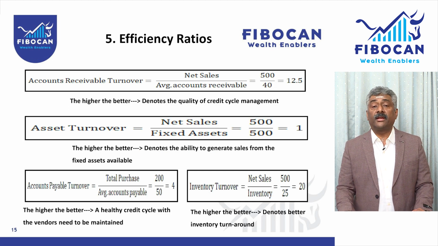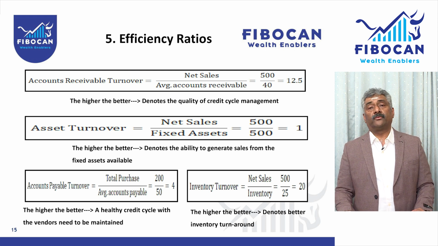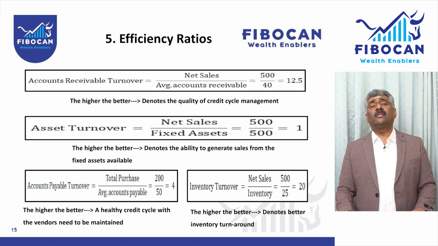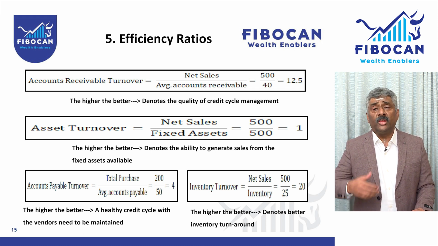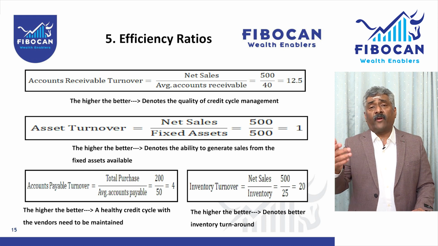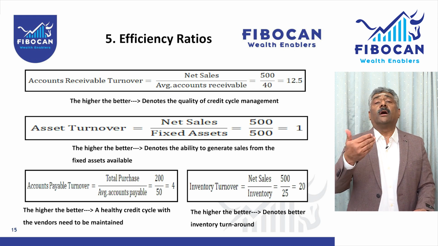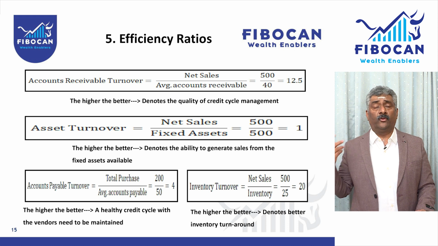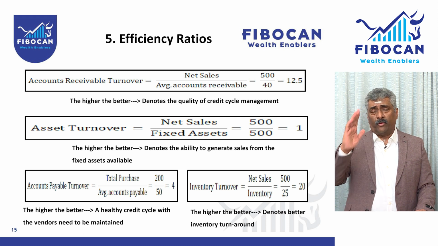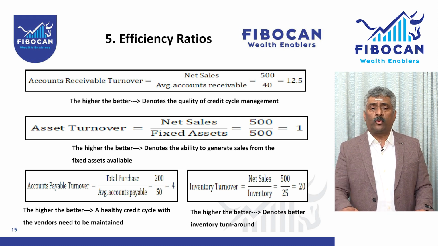Efficiency ratios, as I said, accounts receivable turnover ratio. What does it tell? Net sales by average accounts receivable. Higher the better. Why? For example, you see 500 by 500, that is 1, meaning the net sales is 500 and accounts receivable is 500. Think of it: if everything you sell is cash and carry, that means there is no outstanding collection, accounts receivable is nothing, whatever you sell you realize the cash immediately. So, the higher the ratio, the better. Simple logic, no need to memorize. I know many students will keep memorizing, please do not do that.